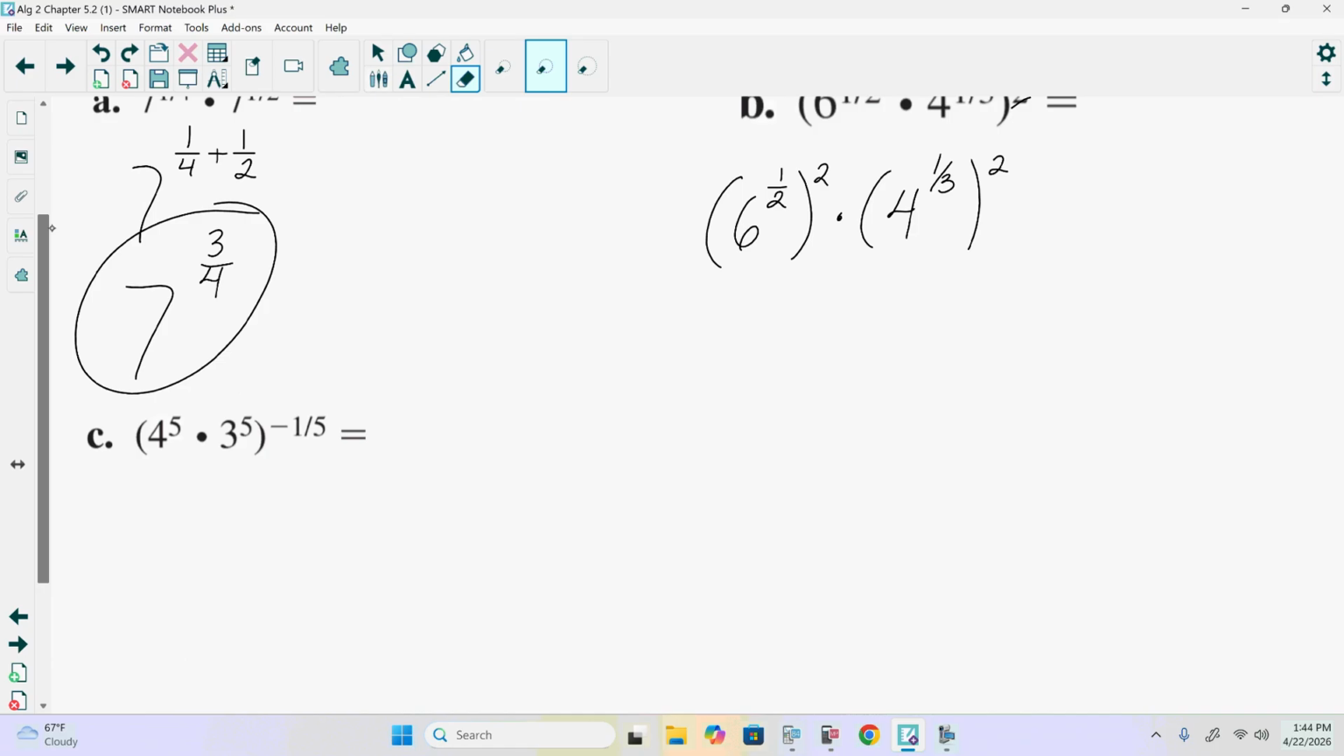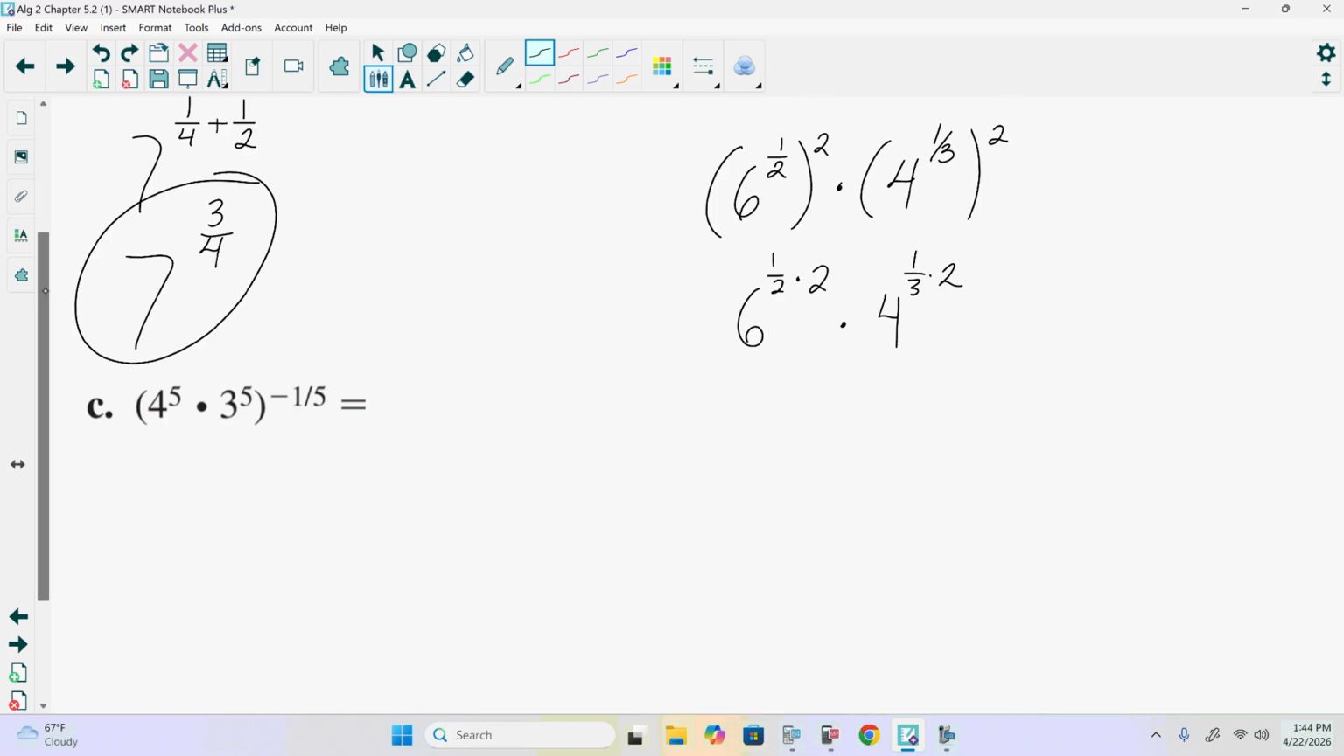Powers of powers multiply. So our 6 to the 1/2 squared would be 6 to the 1/2 times 2. And 4 would be to the 1/3 times 2. Powers of powers multiply. 1/2 times 2 is what? One half times 2 is 1. We have 2 halves, they make a whole, yes? So it's 1.